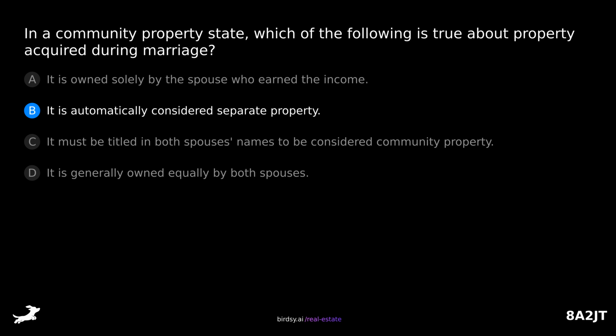B. It is automatically considered separate property? C. It must be titled in both spouses' names to be considered community property? Or D. It is generally owned equally by both spouses? The answer is D. It is generally owned equally by both spouses.